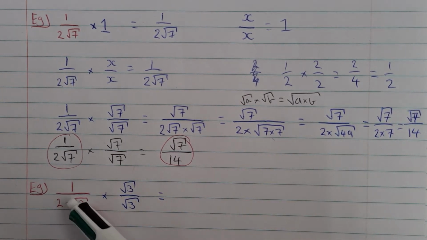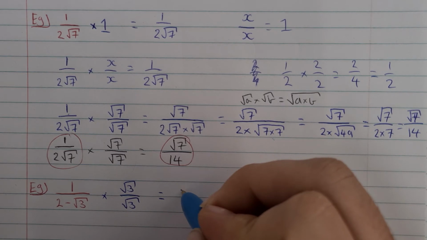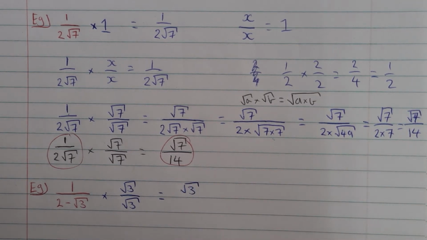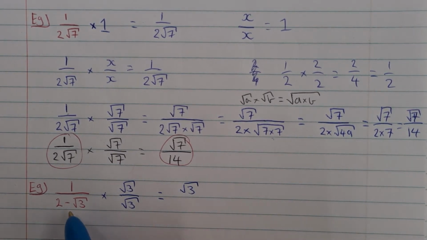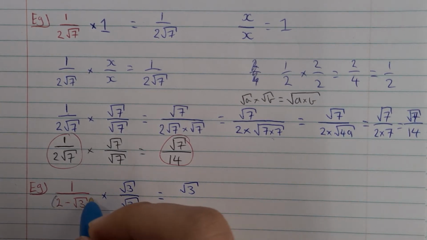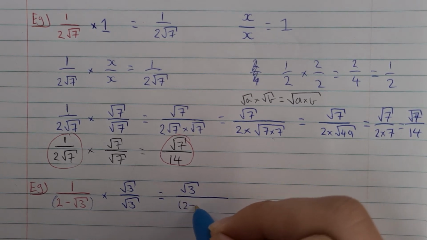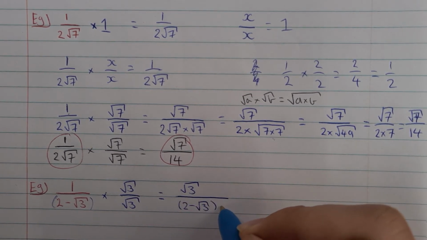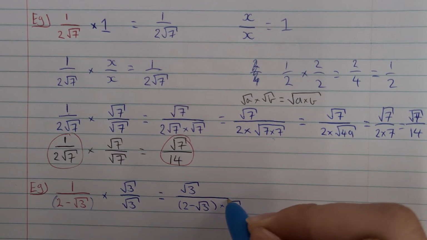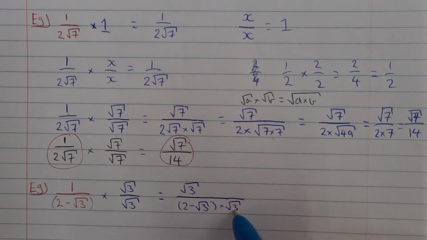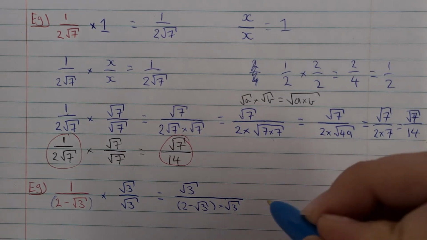So we multiply our two numerators, 1 times root 3, which is root 3. Then we're going to multiply the entire, I might put brackets around, it'll be a bit easier to see. So we're going to multiply the entire 2 minus root 3, all multiplied by root 3. So we're going to have to go root 3 times 2 and root 3 times negative root 3.